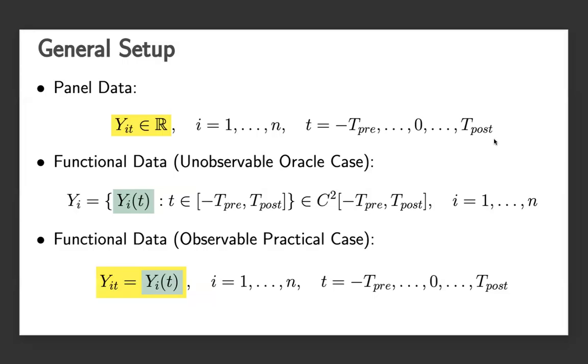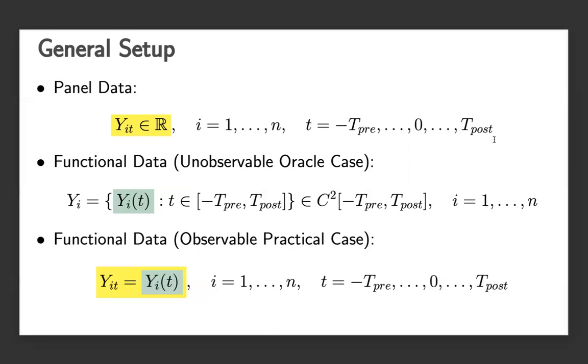So that's why we have a second case called the observable, or practical, case. In this case, we still consider time to be continuous, but Yi can only be observed at discrete time points, for example, from minus t pre to t post. And this links back to the traditional panel data perspective that we have.